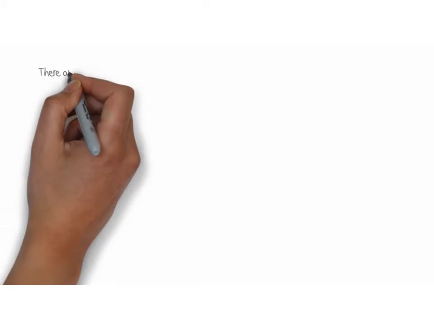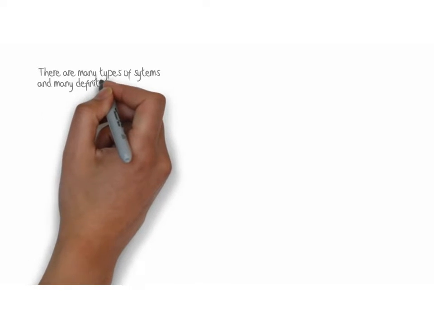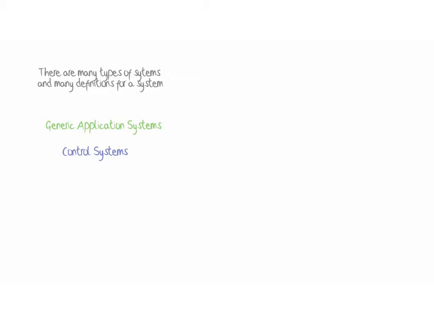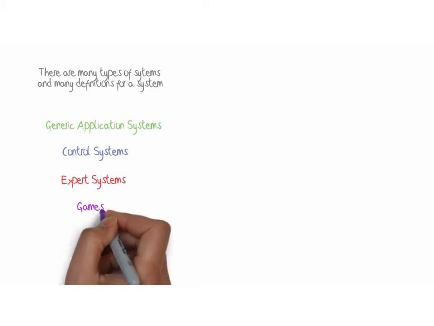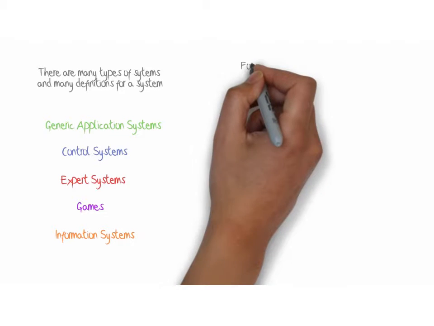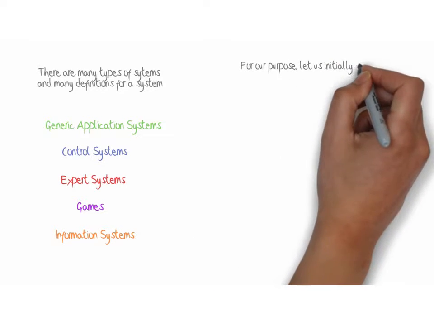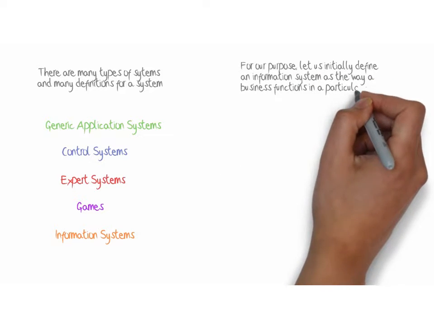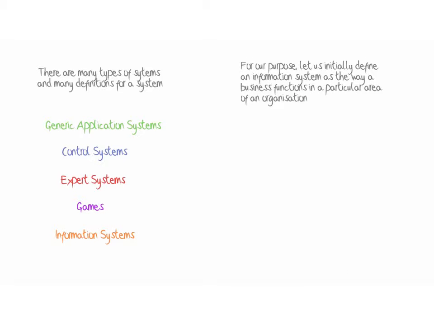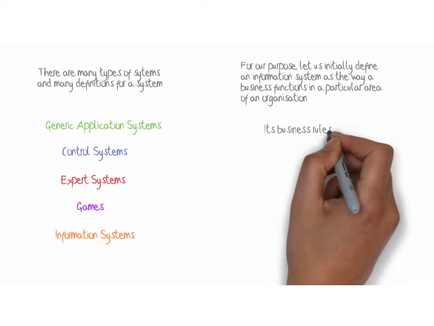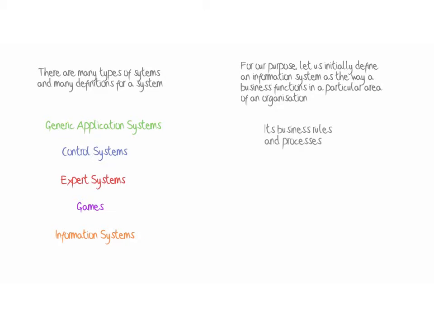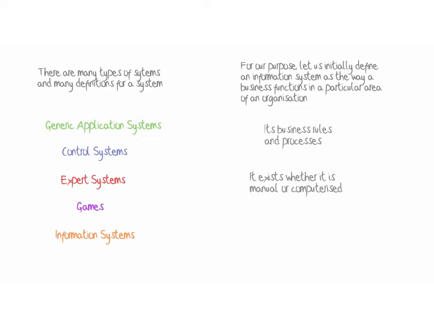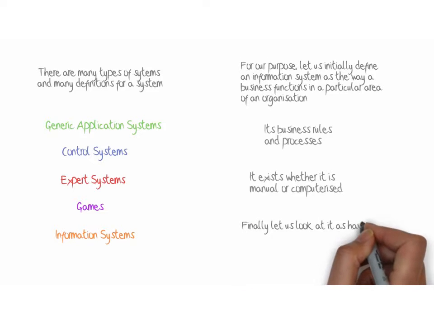There are many types of systems and many definitions for a system. For instance, the generic application systems, control systems, expert systems, games, and information systems. For our purpose, let us initially define an information system as the way a business functions in a particular area of an organisation. In other words, we're concerned about its business rules and processes, and it exists whether it's manual or computerised. Finally, let's look at it as having a boundary and external surroundings.